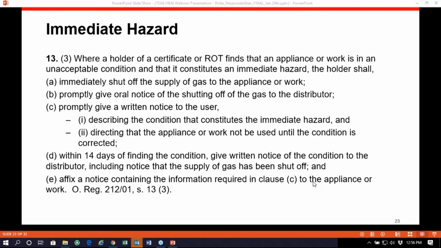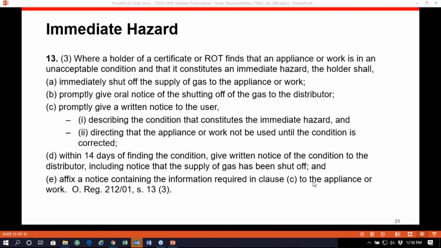Any manner of things where the customers or the public are in immediate danger of carbon monoxide poisoning or explosion, any of those kinds of hazards. You then have certain actions that you must take. So immediately shut off the supply of gas to the appliance. Promptly give oral notice of the shutting off of an appliance to the distributor.